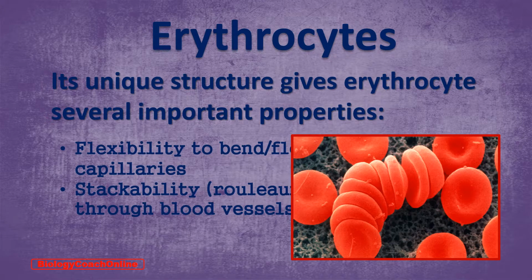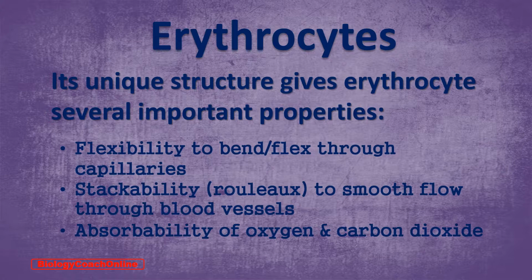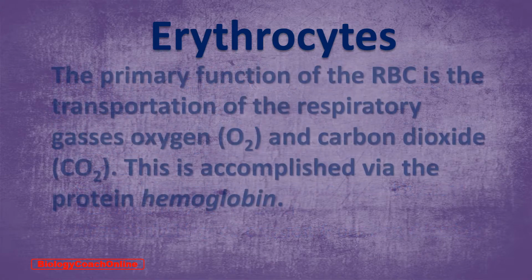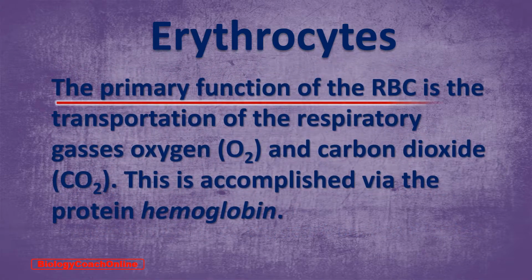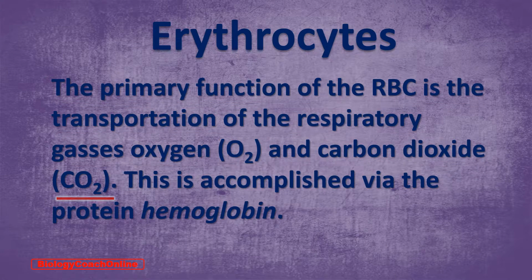Finally, red blood cells have the special ability to absorb blood gases, namely oxygen and carbon dioxide. More on that in a moment. Very rapidly, in fact, an ability important to your very survival. So the most important function of the red blood cell is that of transporting respiratory gases, namely oxygen, chemical designation is O2, and carbon dioxide, that's CO2.